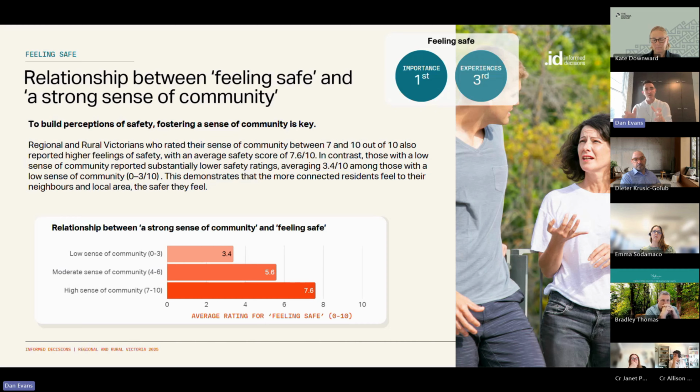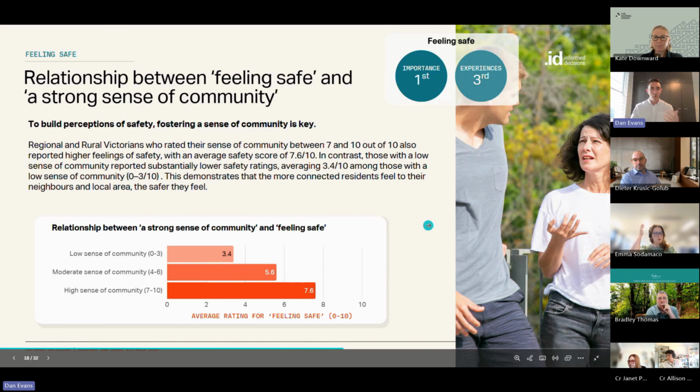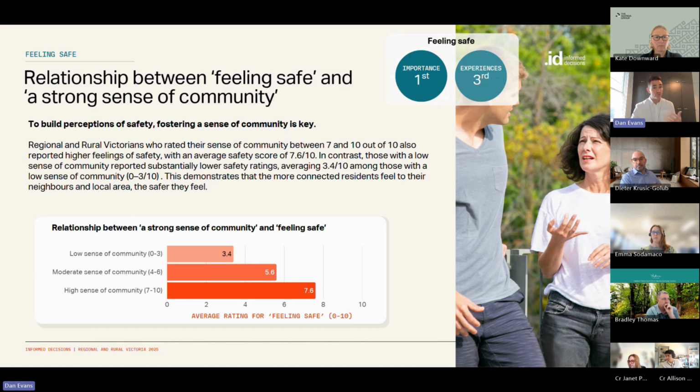But we know councils do a lot of work around community development and community building and sports and recreation investment to create a sense of community. We see a really strong relationship between how connected people feel to each other and how safe they feel in place. This chart shows that when regional and rural Victorians tell us they have a low sense of community in their local area, they also tell us they don't feel safe there. So if I rate my sense of community between 0 and 3 out of 10 in Camperdown, I'm most likely going to rate my perceptions of safety low as well.